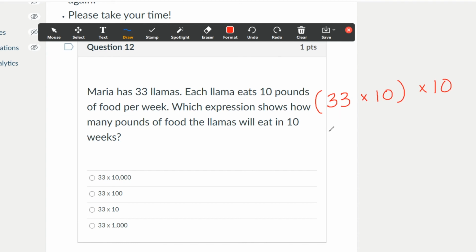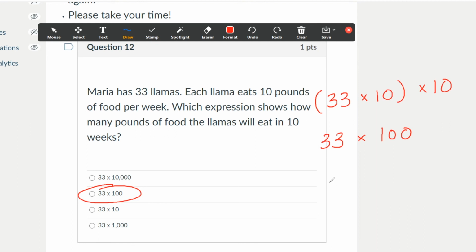Now, the order of multiplication doesn't matter. If it's all multiplication, you can multiply in any order you want first. So I'm actually going to do 10 times 10 first, which is going to be 100. And I do notice there is an answer choice that says 33 times 100. So that actually is our answer for number 12, 33 times 100.